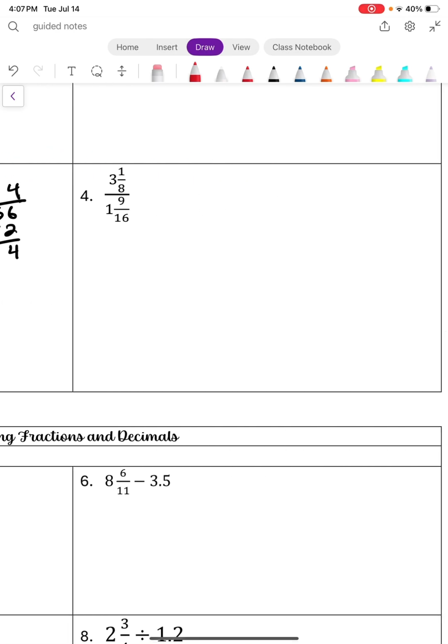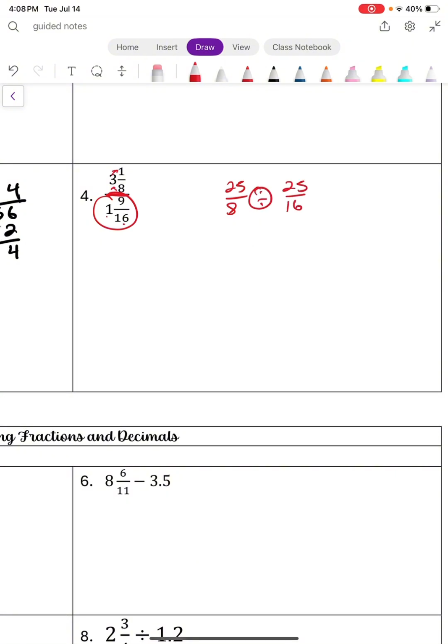Okay, last one. I wrote this problem the way I did just to remind you that this bar right here still means divided by. So this is 3 1/8. I'm going to go ahead and change these as we write them down. 3 1/8, you multiply, add. 24 and 1 is 25 over 8, divided by. The bottom, 16 times 1 is 16, plus 9 is 25 over 16.